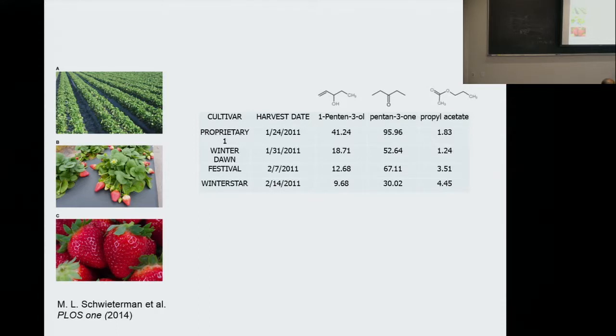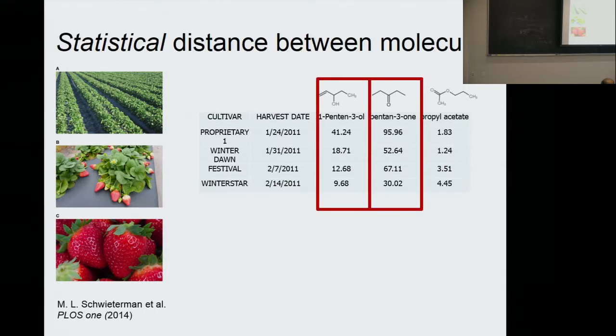Then there's a question of how to define distance between, say, this molecule and that molecule. There are multiple approaches. One approach that sometimes is taken is to define it based on chemical similarities, such as the chemical class or whether it's a long carbon chain or a short carbon chain. We will take a different approach and define the distance between molecules, ignoring the chemistry, by how correlated the concentration of this molecule is across samples. It's a purely statistical approach, and one of the advantages is that it can be applied to any kind of signal.